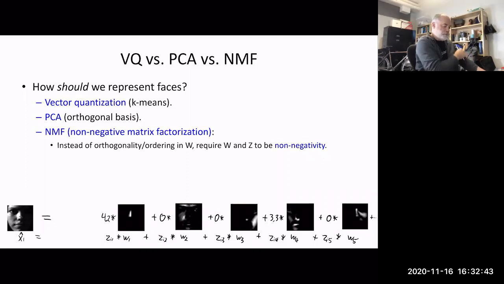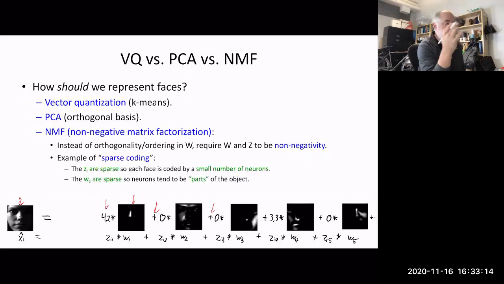Okay. So non-negative matrix factorization is a different approach, which basically says that instead of imposing orthogonality or some sort of ordering on W, we're just going to make it so that W and Z are non-negative. That's it. So in other words, you have to just add. These all have to be positive, and these all have to be positive as well. And you still have to build a basis for faces.